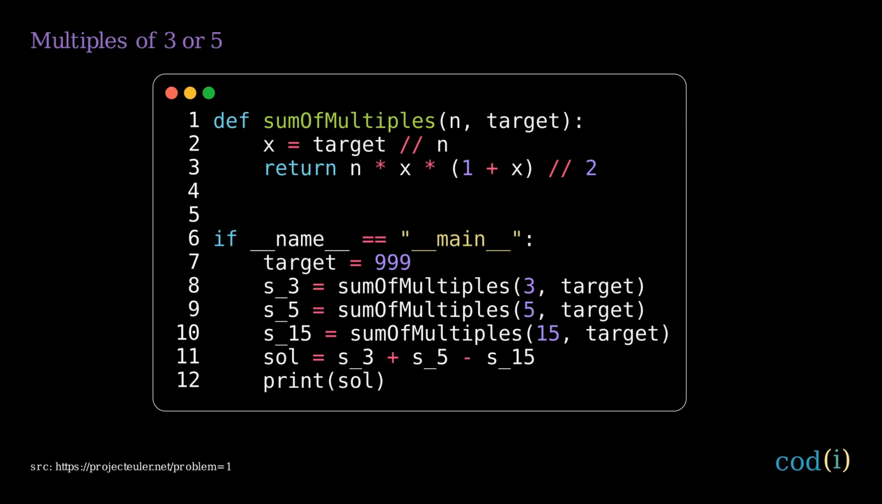Just a side note, in the code we are actually taking the integer division, but the way Python works, it serves our purpose. In our problem, target is 999. So keeping the value of target the same for each function call, we get the sum of multiples of 3, 5 and 15 as S3, S5 and S15. And finally, we calculate S3 plus S5 minus S15 to get the solution, which in this case is 233,168.